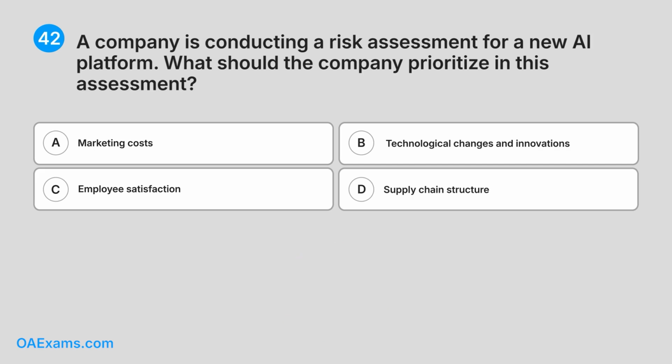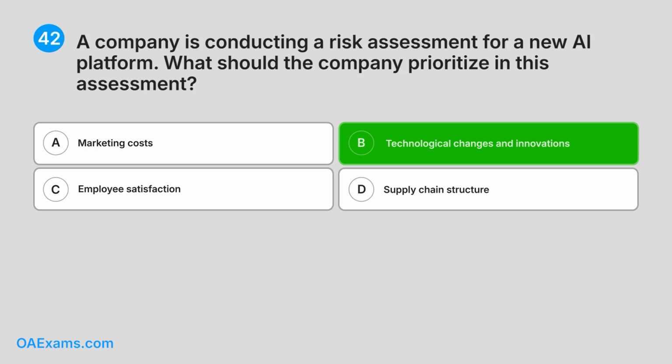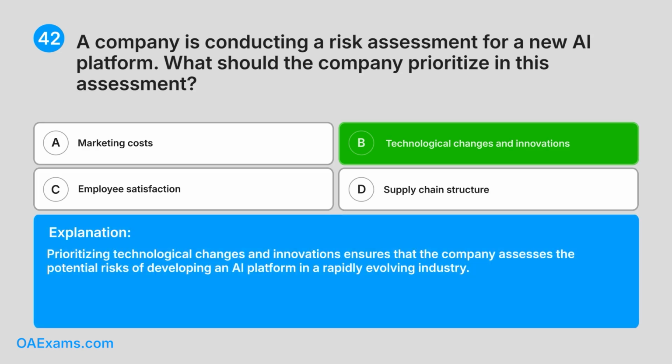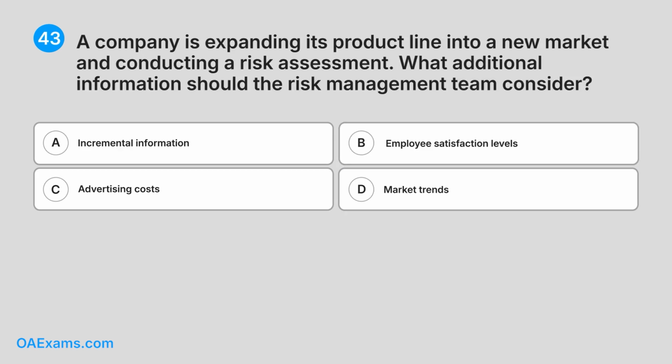Correct answer. B. Technological changes and innovations. Explanation. Prioritizing technological changes and innovations ensures that the company assesses the potential risks of developing an AI platform in a rapidly evolving industry. 43. A company is expanding its product line into a new market and conducting a risk assessment. What additional information should the risk management team consider?